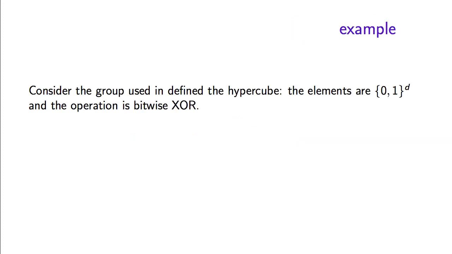To see an example, let's go back to the way we thought about the hypercube as a Cayley graph. There the group was the set of all binary strings of length d, and the operation was the bitwise XOR. To view this group as a product of cyclic groups, we can see it as being the product of d copies of the cyclic group Z2. That's the group that has only the elements 0 and 1, and the operation is addition mod 2, which is the same as XOR.